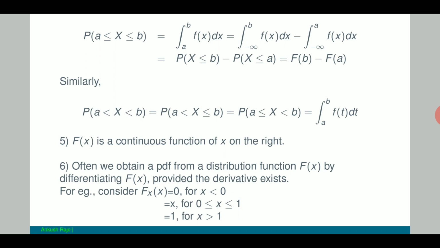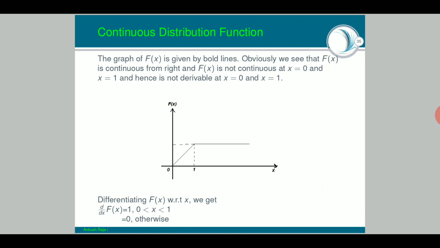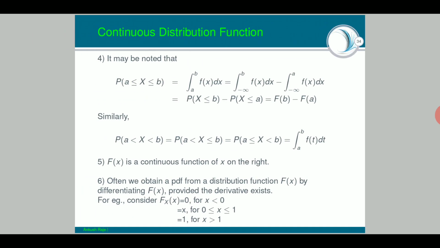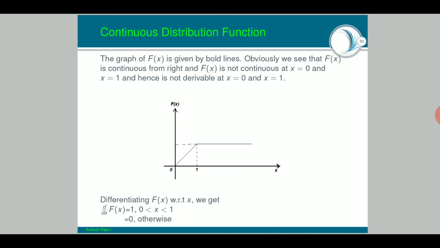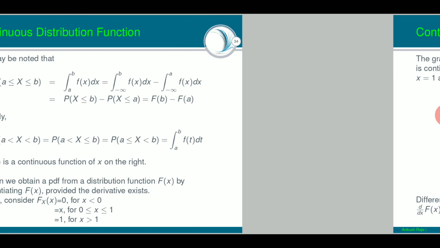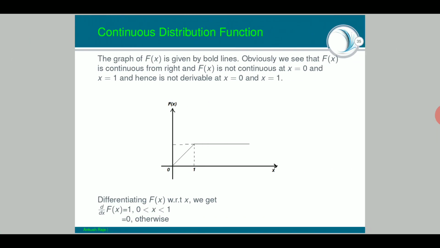For example, consider F(x) equal to 0 for negative values of x, x for x between 0 and 1, and 1 for x greater than 1. Okay, let us plot this graph now. So we can plot it like that. From 0 to 1 we have x, and up to 0 it is 0, so it is the x-axis only, no need to draw even. And from 1 onwards, 1 to infinity, it is a constant function, y equals 1 or F(x) equals 1. The graph of F(x) is given in bold lines.